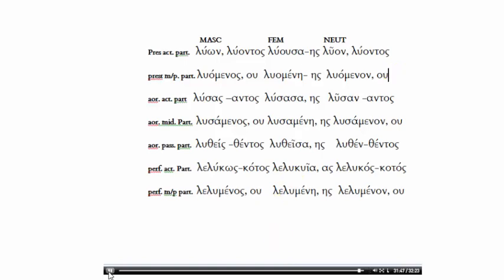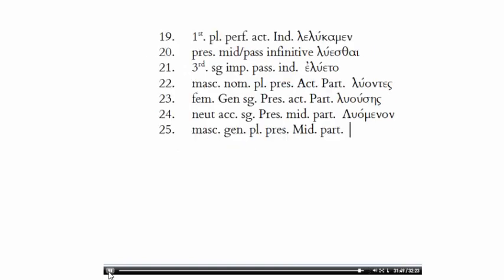So what do we want here? The masculine genitive plural present middle participle. Well, again, what would the masculine nominative singular be? Luomenos, like that. So it goes luomenos, luomenou, luomeno, luomenon. Then luomenoi, just like logoi, and then luomenon. And you've got to accentuate it here.